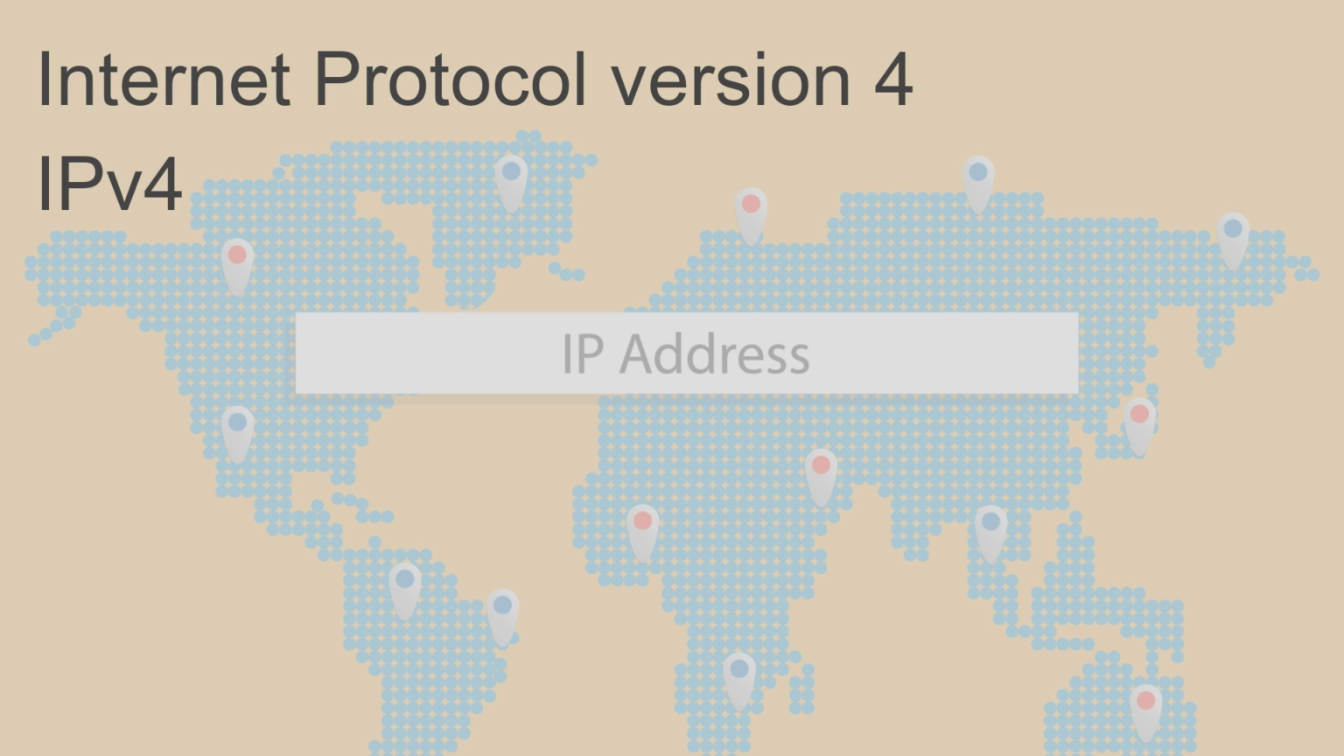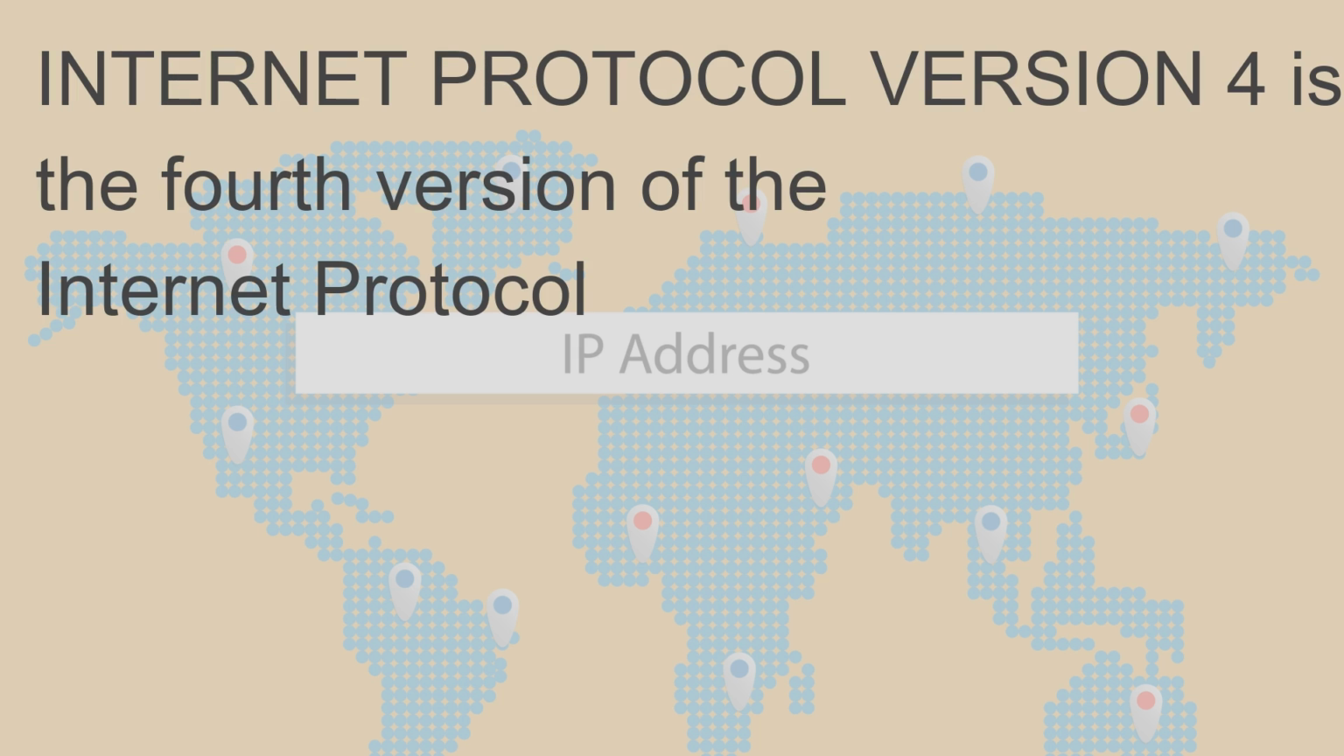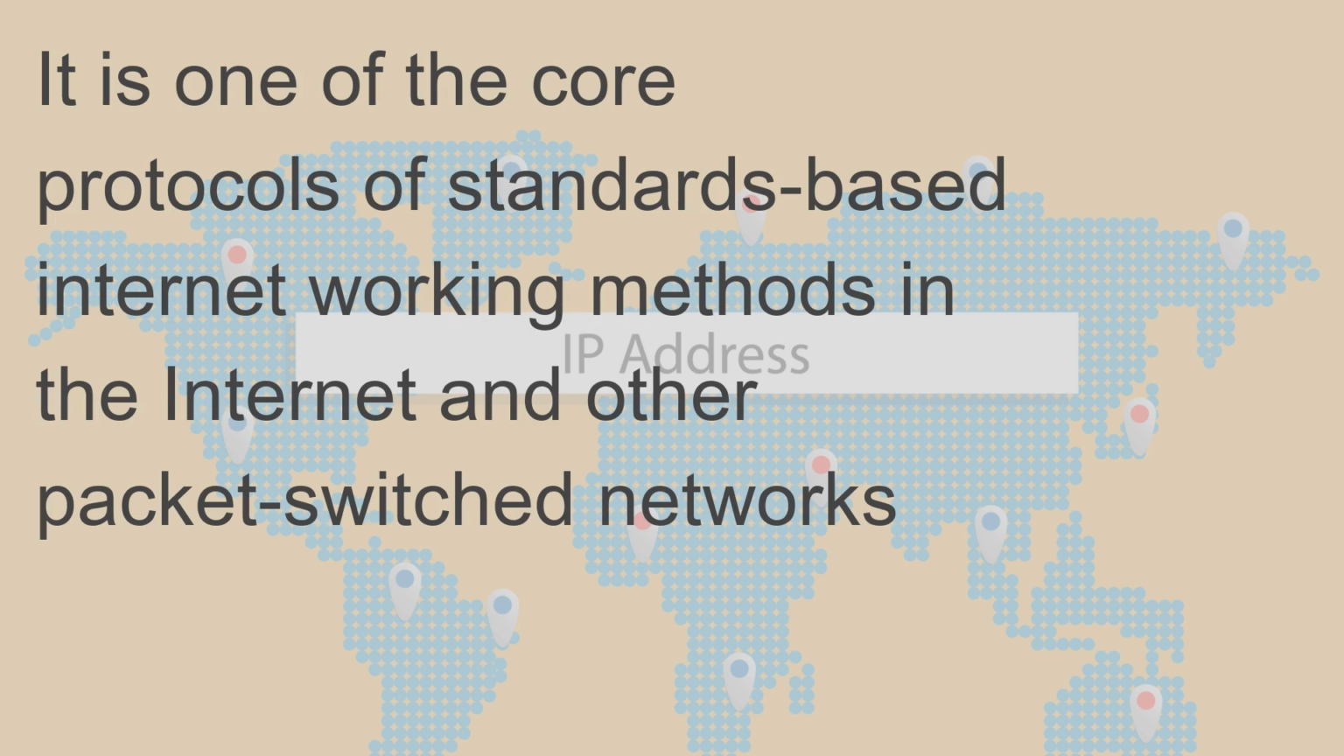Internet Protocol version 4, IPv4. Internet Protocol version 4 is the fourth version of the Internet Protocol. It is one of the core protocols of standards-based internetworking methods in the Internet and other packet-switched networks.